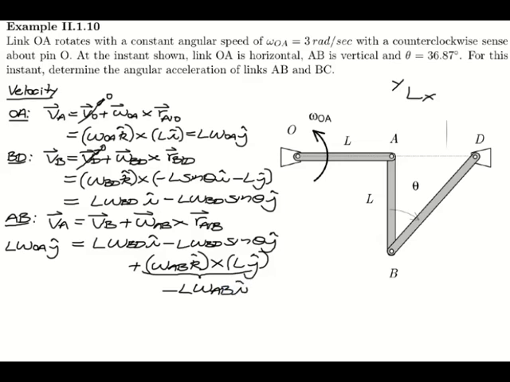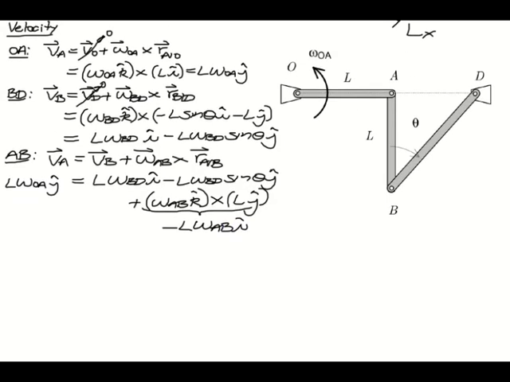Here, with our three links, we took VA and put that into there, and we have our expression for VB, which we put into there. Along with that third kinematics equation, we have one vector equation, which when we break it into i and j components gives us two equations, from which we should be able to solve for omega AB and omega BD.